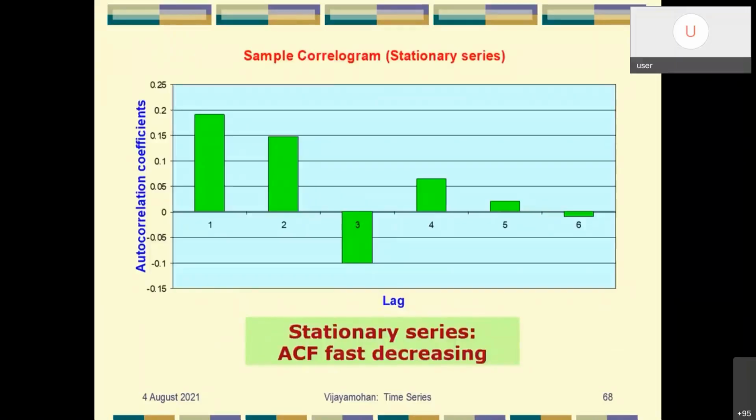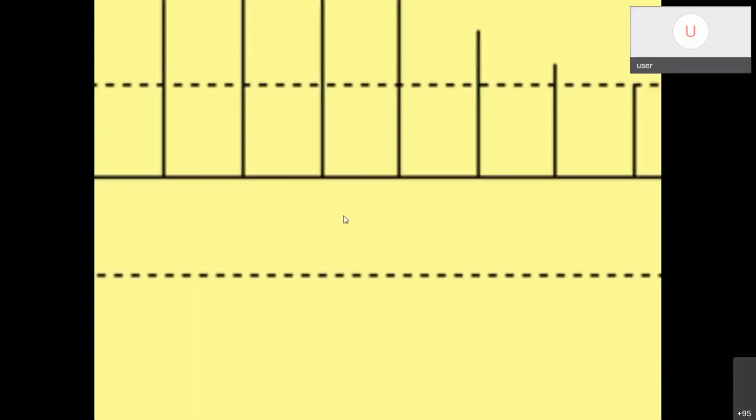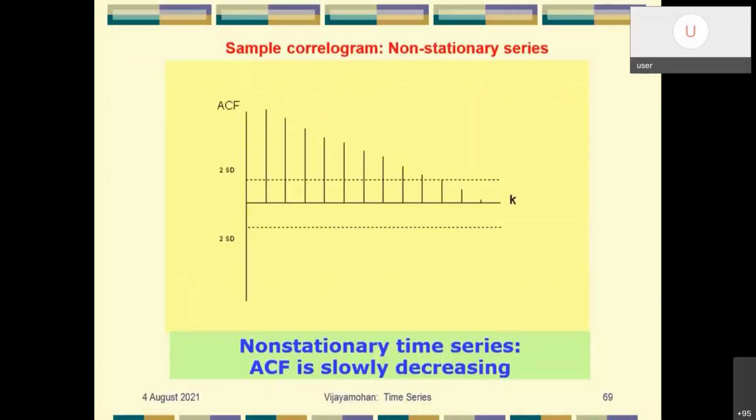Now about the correlogram, I have already given some indication earlier. So this is a stationary series because the autocorrelation coefficients are fast decaying, and in this case they are not fast decaying. Here also we have fast decaying. Okay, this is a non-stationary time series. ACF is very slowly decreasing. So up to this lag, it is not decaying.